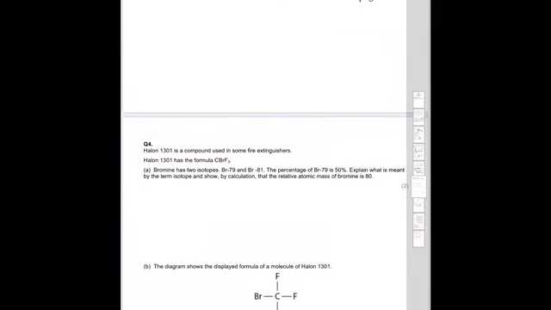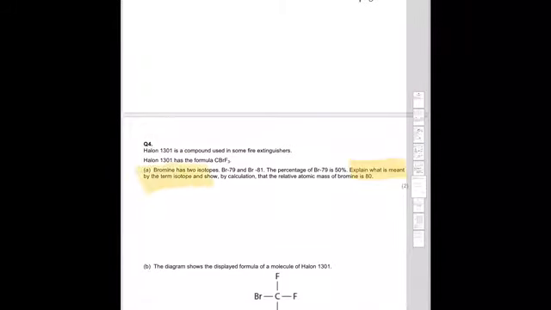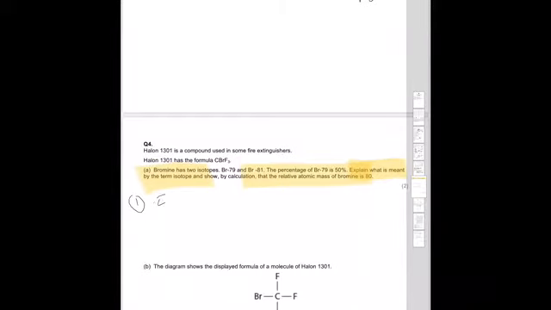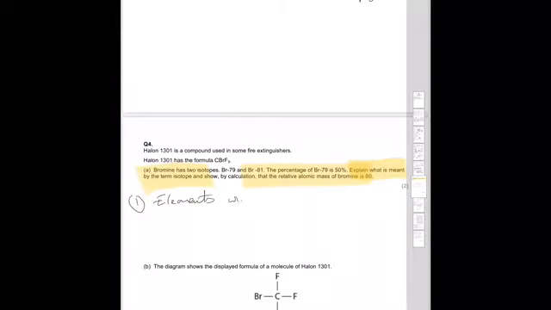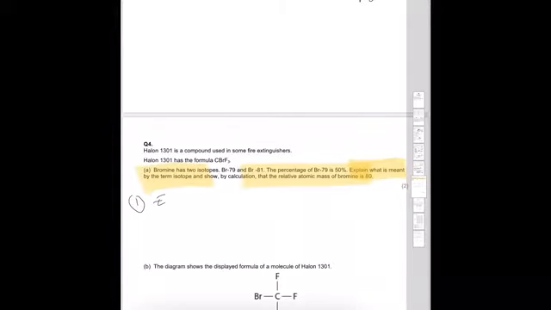Question 4. What's question 4? We've got to, first of all, explain what is meant by an isotope, and then show why its relative atomic mass is 80. So the first thing, what is an isotope? 1 mark is atoms of the same element with different numbers of neutrons.